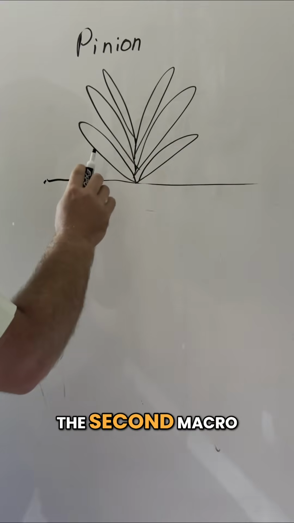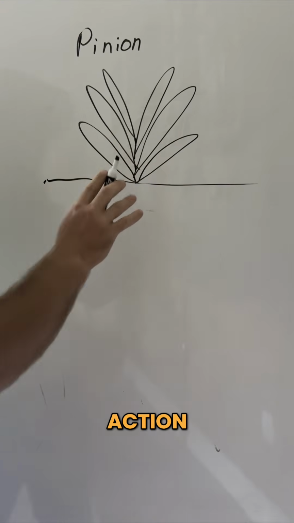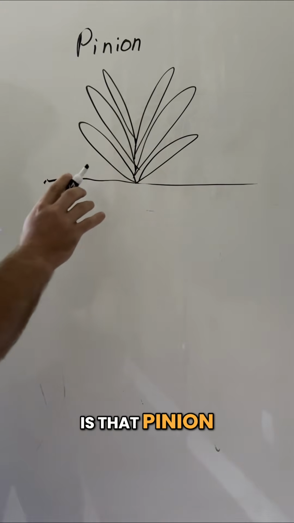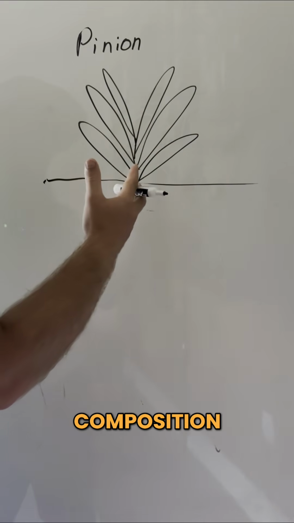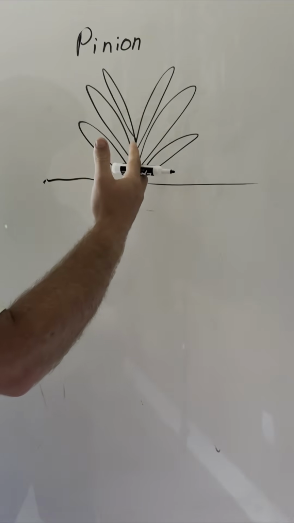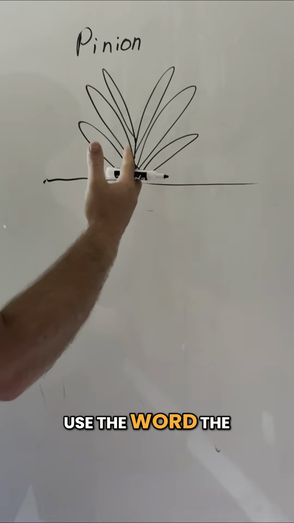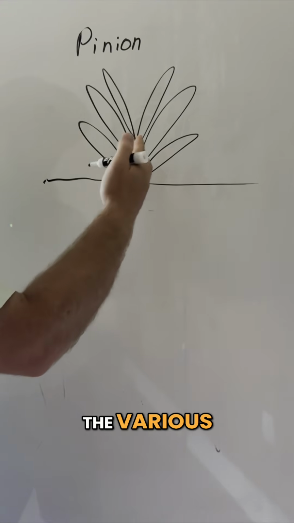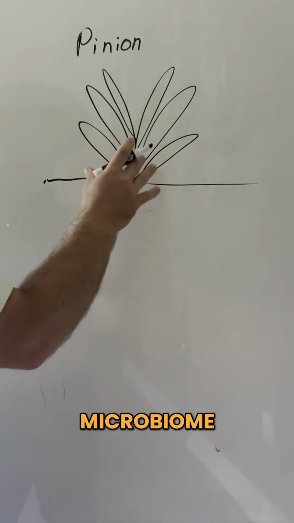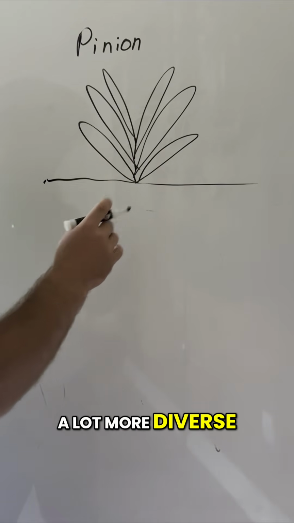The second macro action is that Pinion changes the microbiome. It changes the composition and the presence of, and I don't want to use the word aggressiveness, but the strength of the various microbial communities. And so your microbiome becomes a lot more diverse.